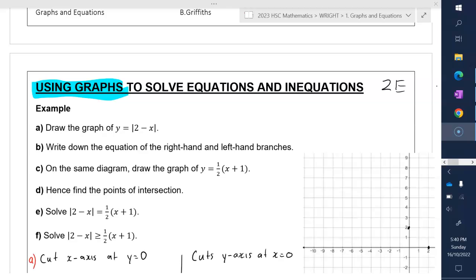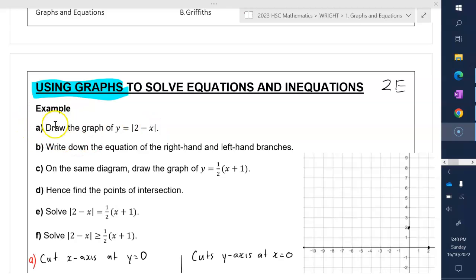Because we're using graphs, a lot of this is going to involve us drawing graphs, so we need to be fairly accurate. We want to be a little bit more detailed than a sketch in this one so we can really find where the points cross. So I'm going to jump straight into an example for you, and then we'll see how we go.